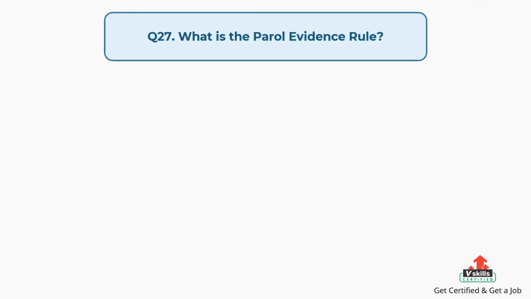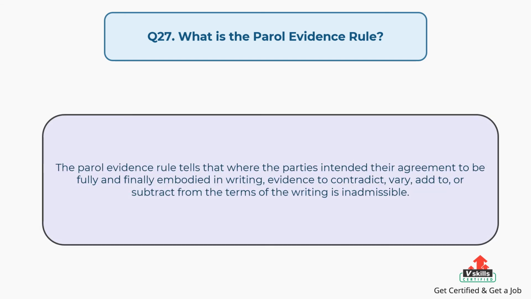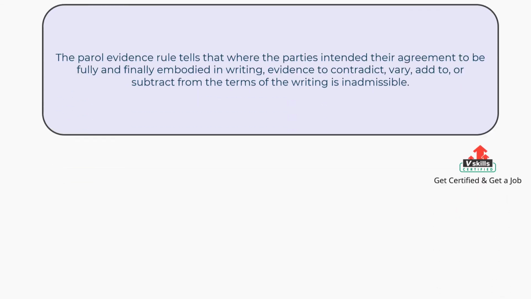Question number 27. What is the parole evidence rule? The answer is, the parole evidence rule tells that where the parties intended their agreement to be fully and finally embodied in writing, evidence to contradict, vary, add to, or subtract from the terms of the writing is inadmissible.